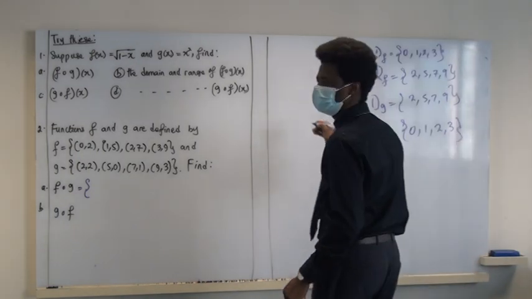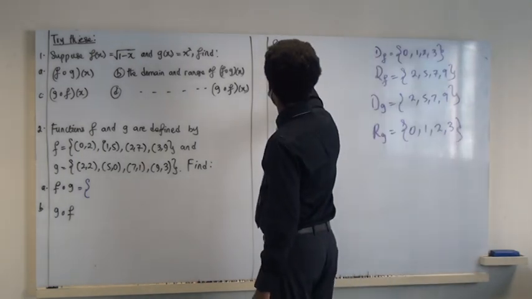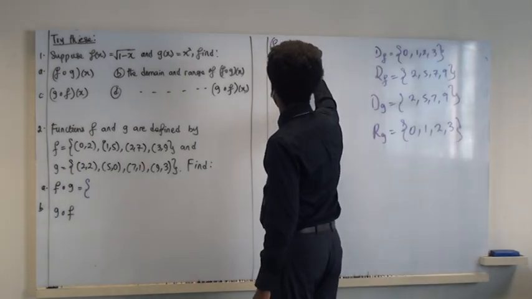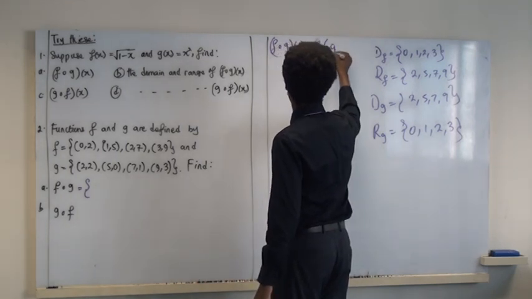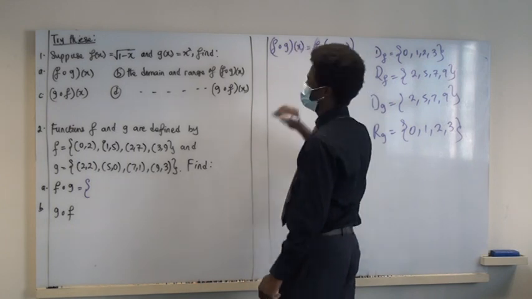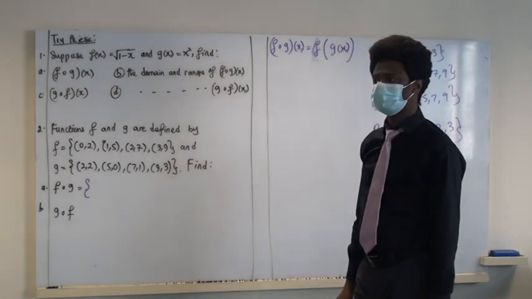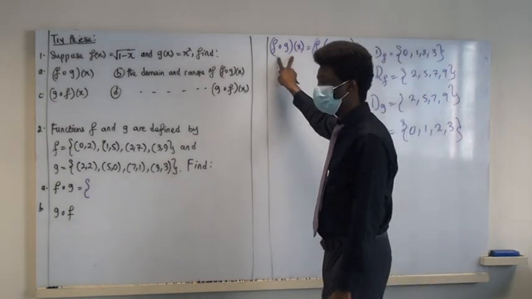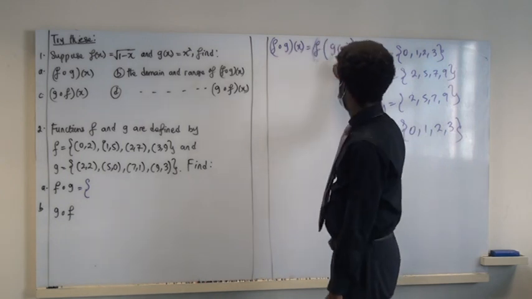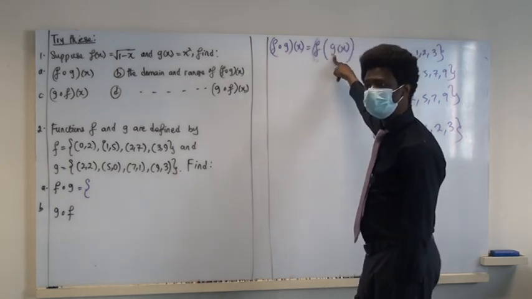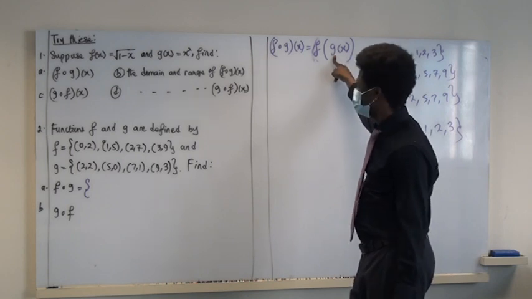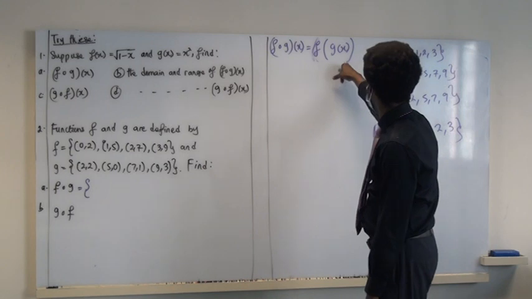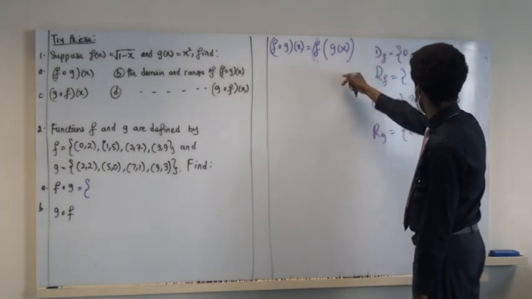So now, if you are looking for f composed with g acting on any number, it's going to be f acting on g acting on that number. So for this to be defined, the domain of g is needed. Understand? So the calculation now depends on the domain of g.